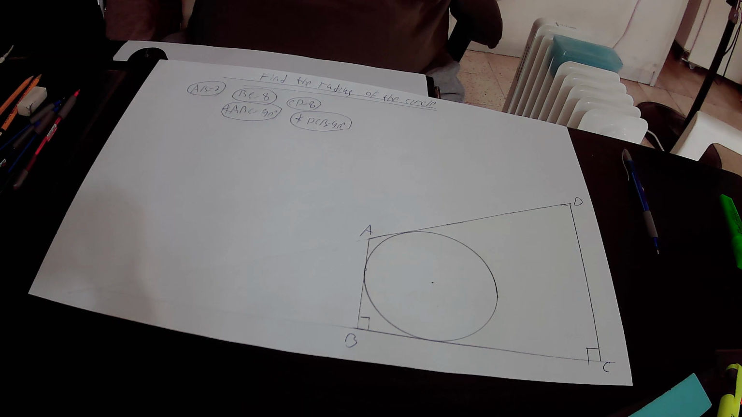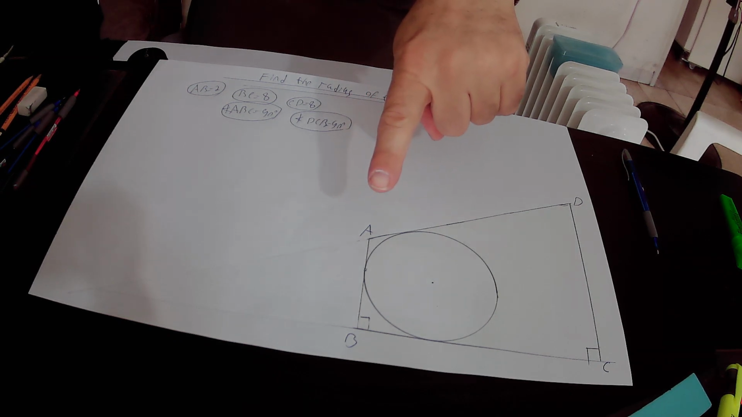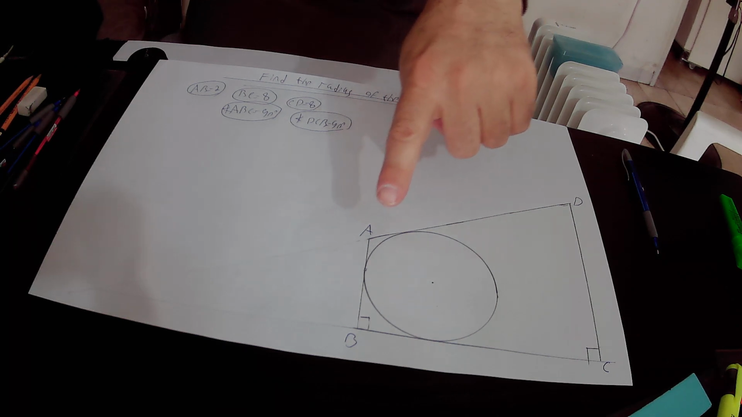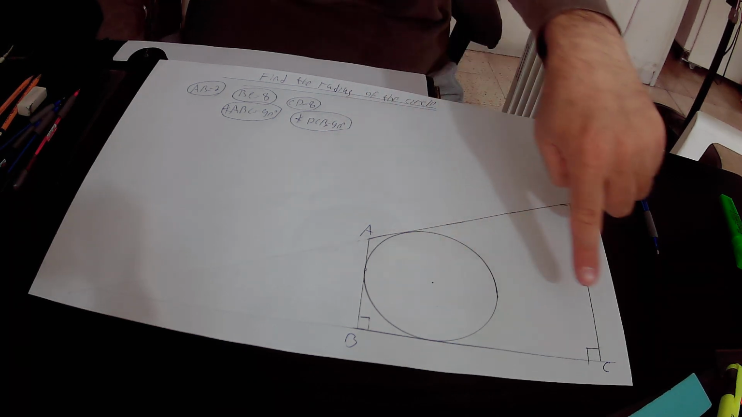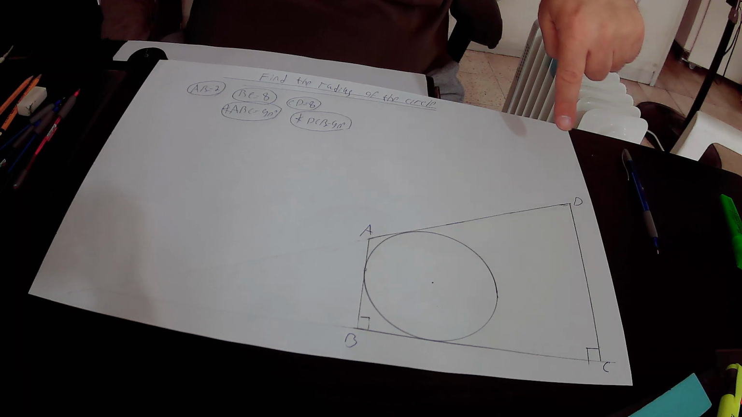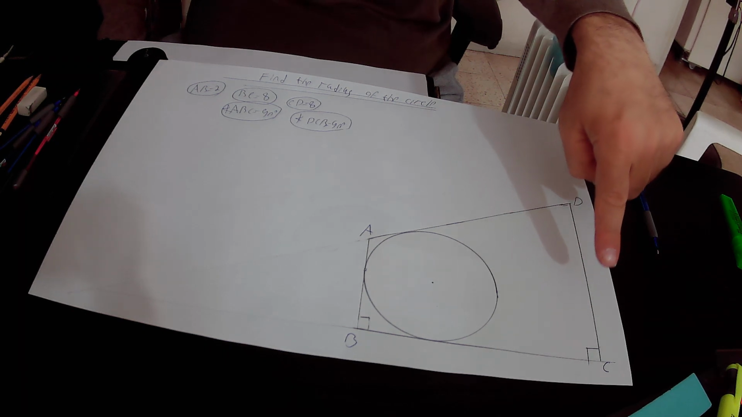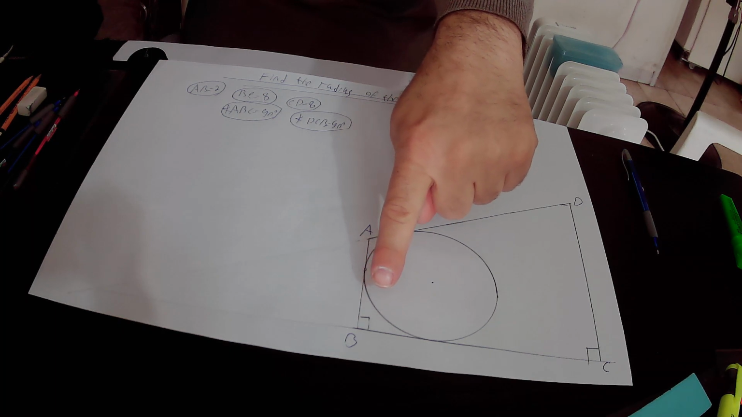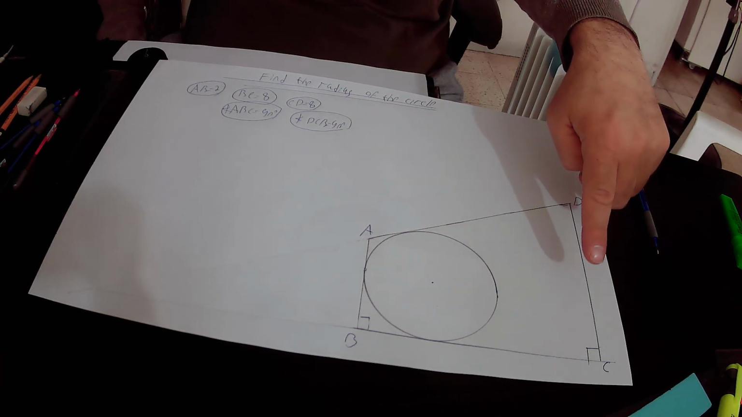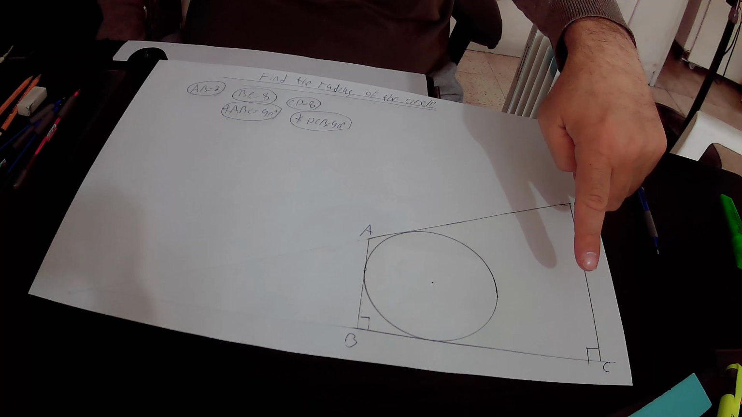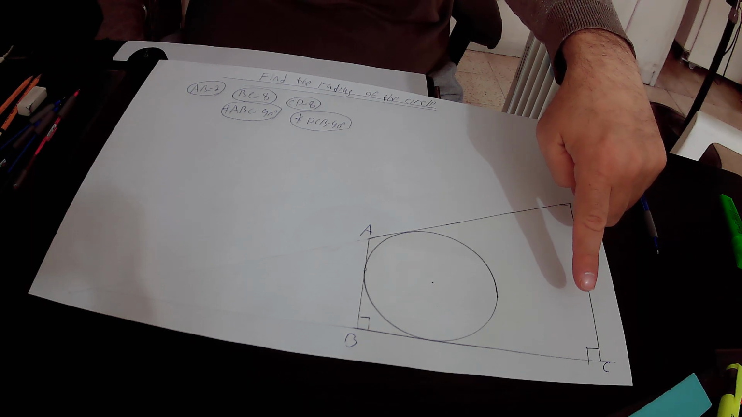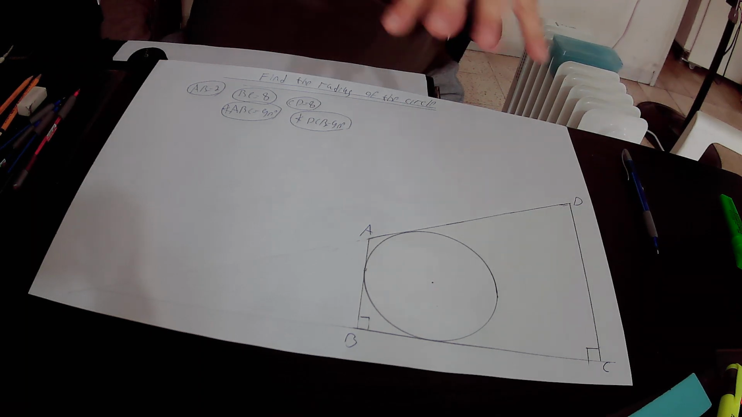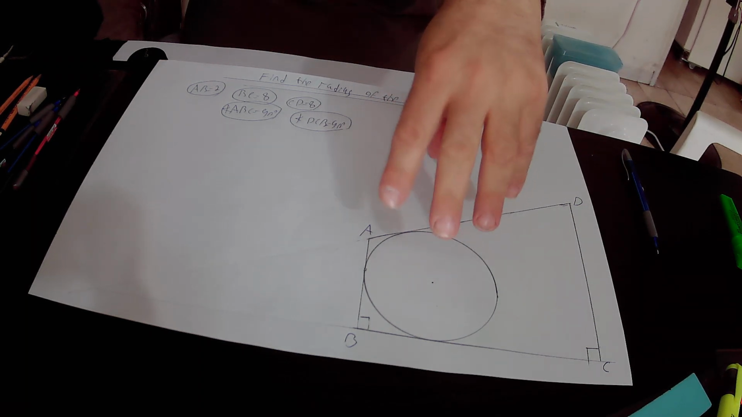We know that side AB of the quadrilateral is equal to 2 units, side BC equals 8 units, side DC also equals 8 units. This is angle ABC, which equals 90 degrees, and this is also angle DCB, which equals 90 degrees in its size. Again, our mission is to find the radius of this circle.